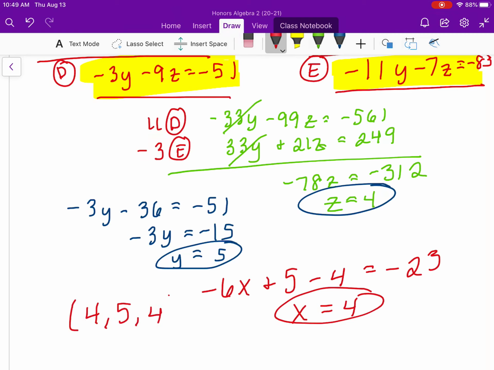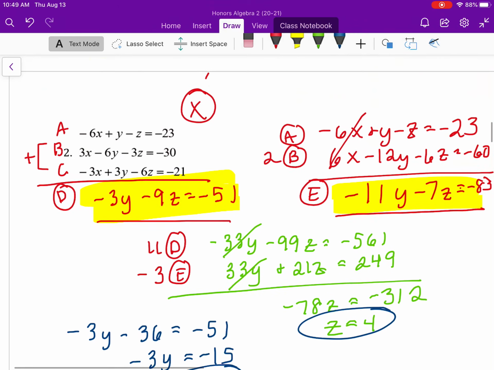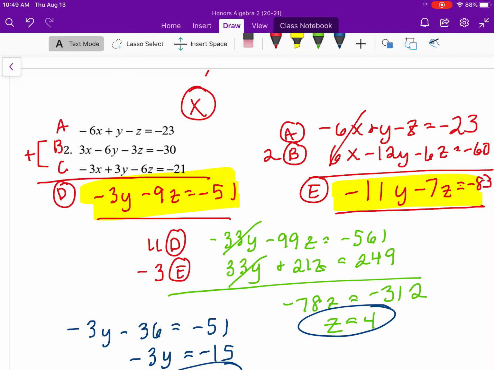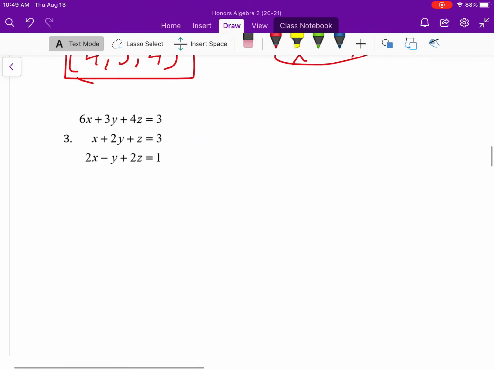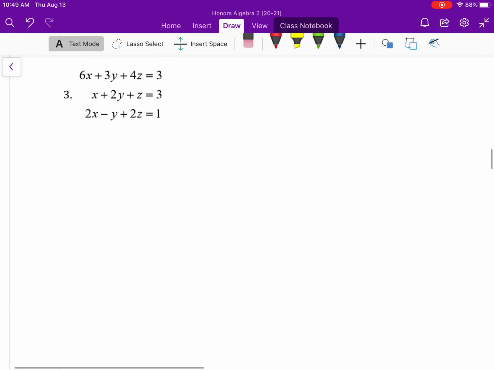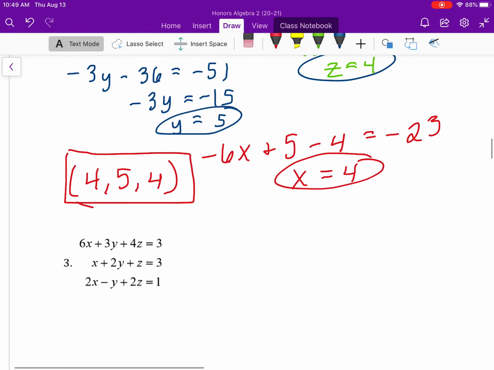And the way we write our final answer is x, y, z. So 4, 5, 4. And that's our ordered triple, as we like to call it. So these are long, but the key idea is to decide on a variable to eliminate twice, and then use those two, D and E, to eliminate again. And then you kind of work your way backwards.